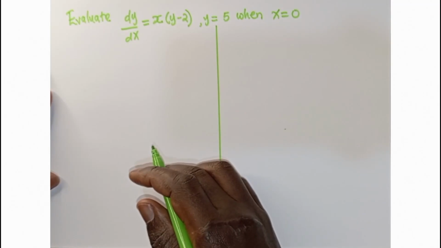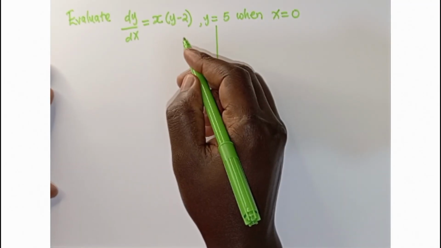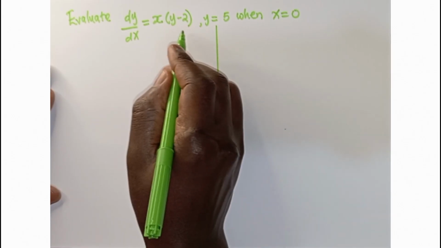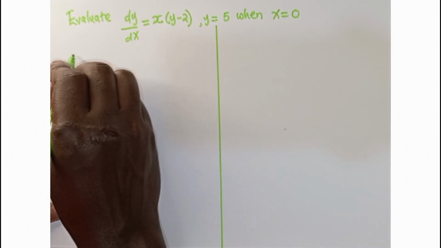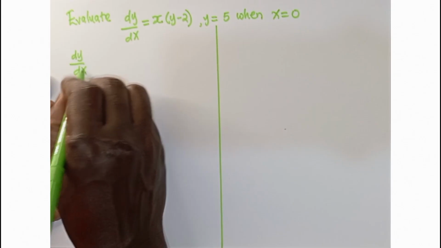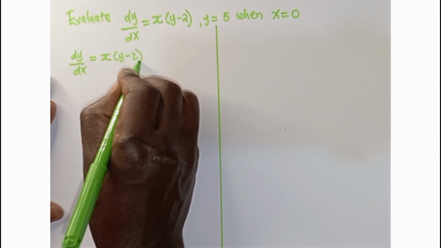To evaluate such a number, so what do we begin with? If you look at it clearly, it is separation of variables. So we begin by separating variables. Writing it, we shall have dy by dx equal to x into y minus 2.